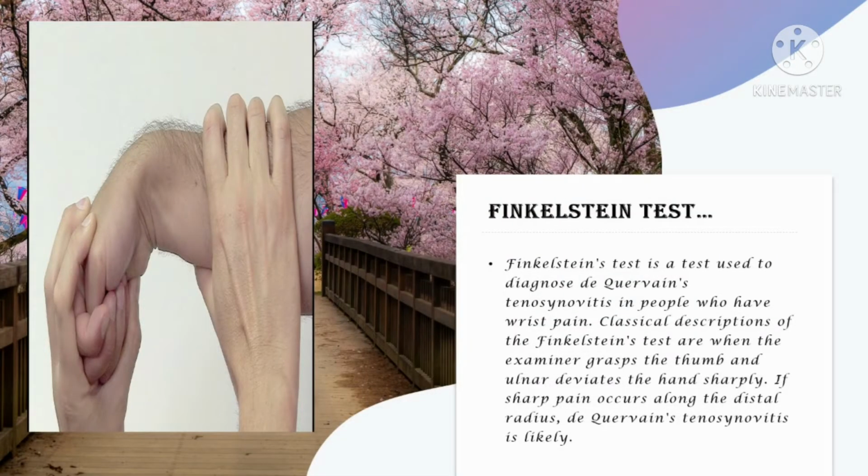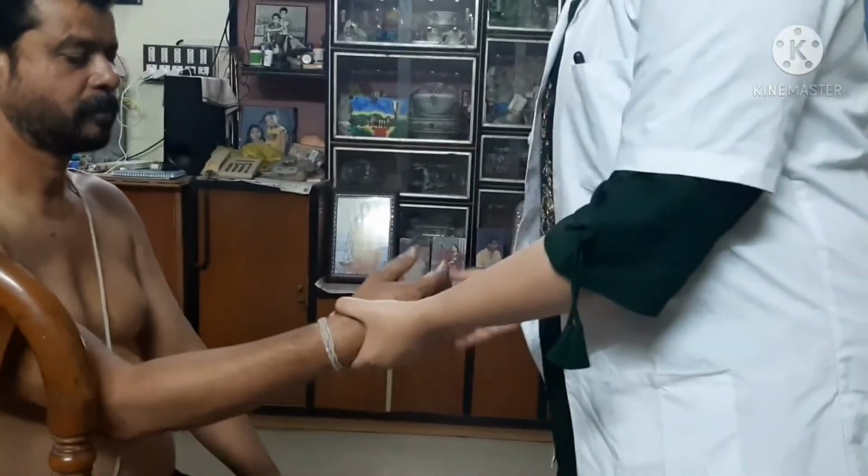Finkelstein test. Finkelstein's test is a test used to diagnose de Quervain's tenosynovitis in people who have wrist pain. Classical descriptions of the Finkelstein's test are when the examiner grasps the thumb and ulnar deviates the hand sharply. If sharp pain occurs along the distal radius, de Quervain's tenosynovitis is likely. Give me a hand. Now fold it.